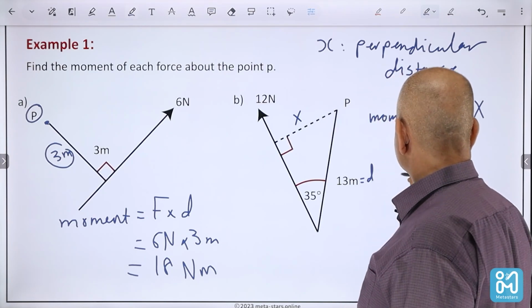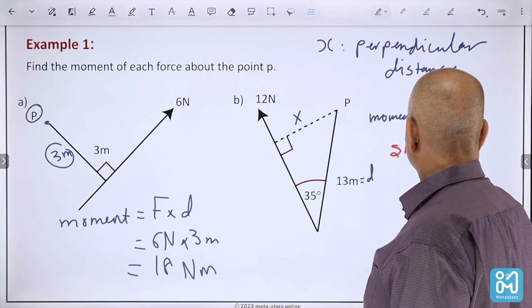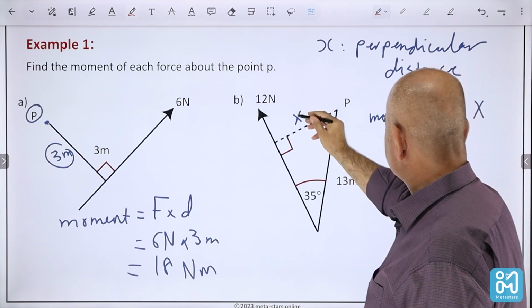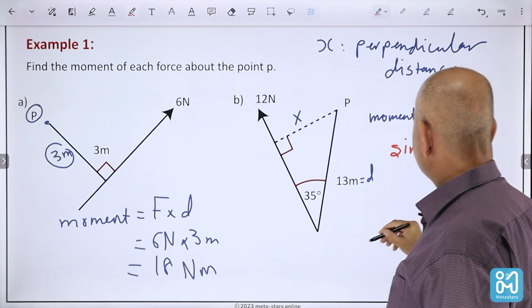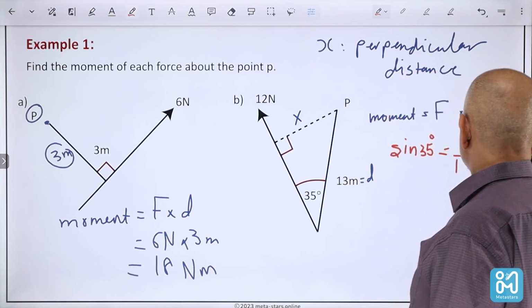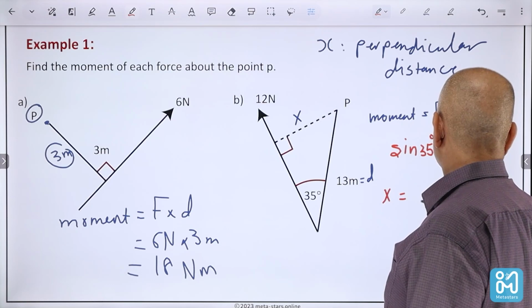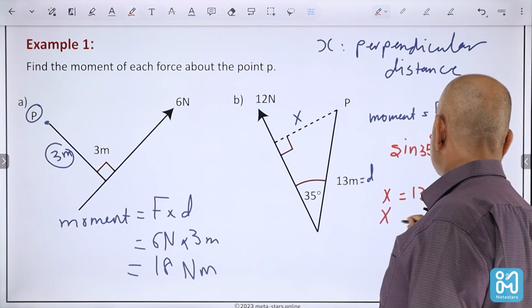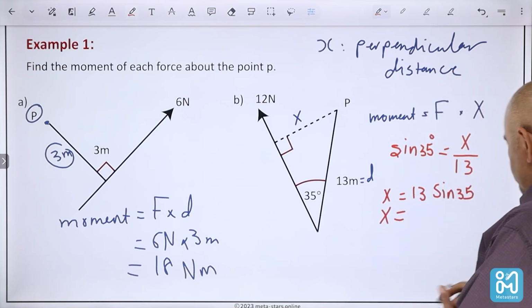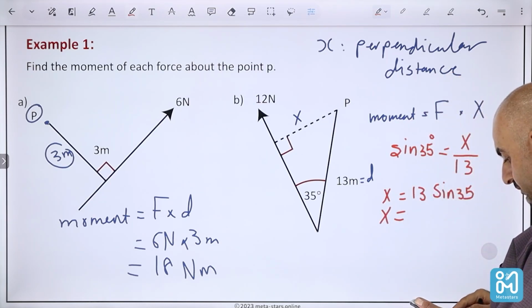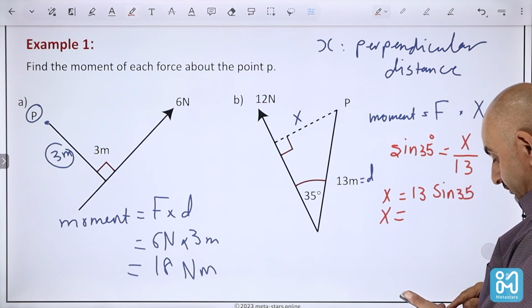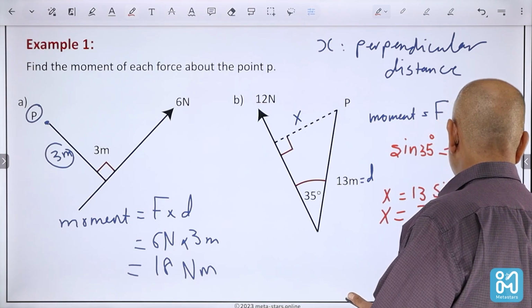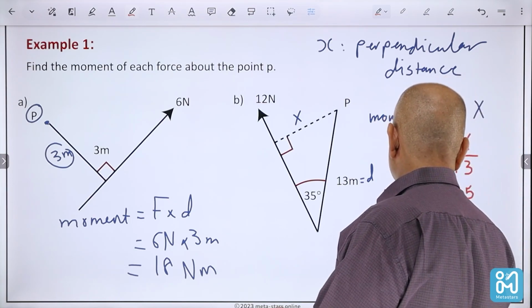So now you can do sine of 35 equals opposite, which is x, over hypotenuse, which is 13. So x equals 13 sine of 35. Now x equals 13 times sine of 35, which is approximately 7.5 meters.